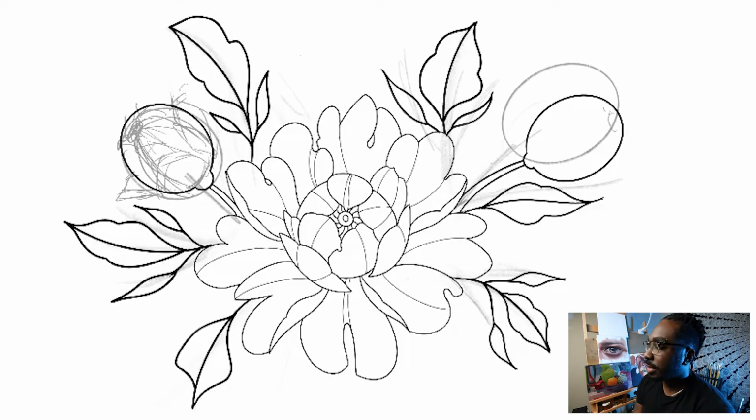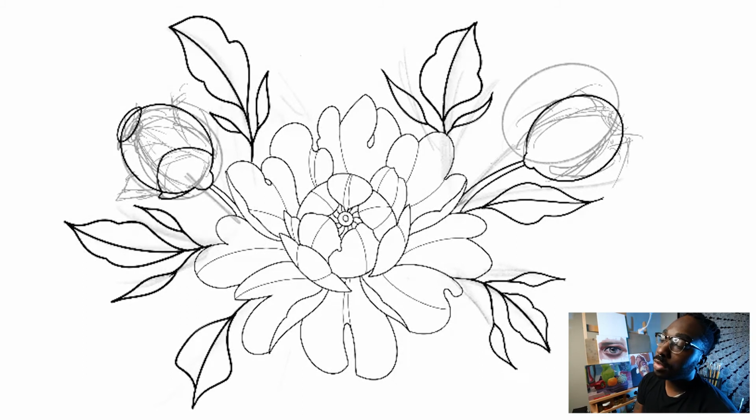Pretty light and bubbly, and just more delicate looking. I like that style, but still retaining longevity through bolder line work. I think that's important as well.